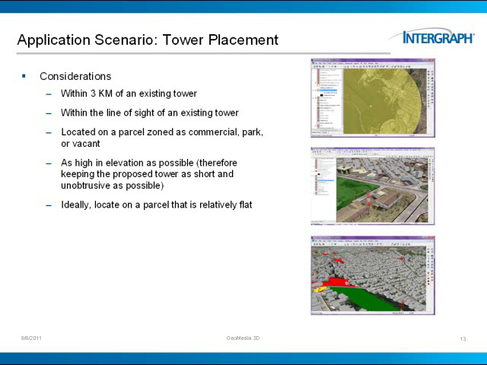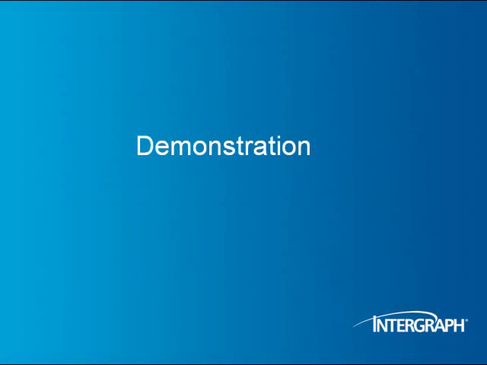And you'll notice that I also say ideally we wanted it to be on relatively flat land. And what we found after doing the analysis is that when we went on flat land that was high, it actually turned out to be better to go on some land that was higher up but not as flat so that we could keep the tower a little bit shorter. So we're going to do a little demonstration of that, and we're going to go through a scenario for you.